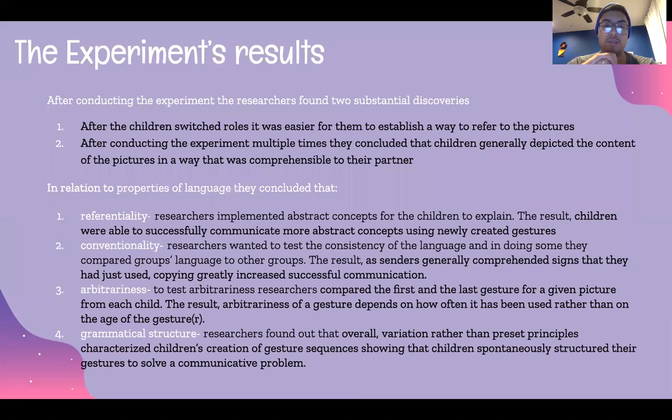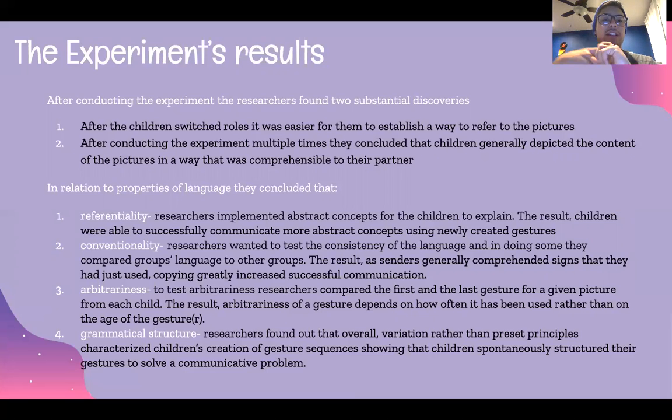And so these were some of the results of the experiment conducted. They found two substantial discoveries. One, after the students switched roles, it was easier for them to establish a way to refer to the pictures. After one student went, the second one went, and it was pretty easy for them to distinguish what was what.